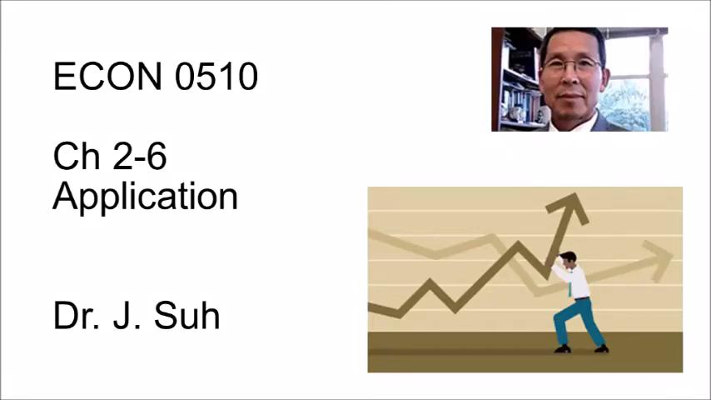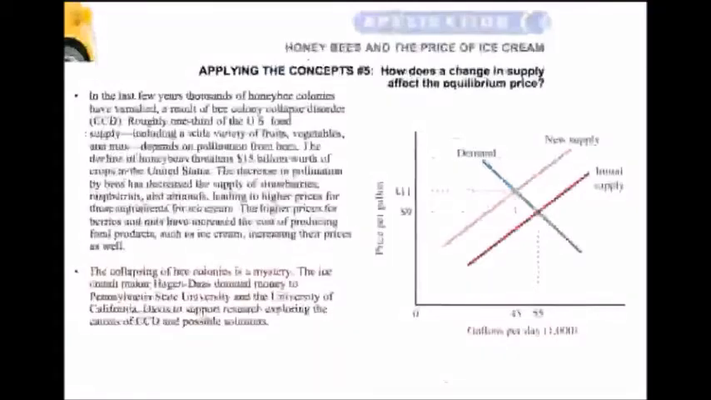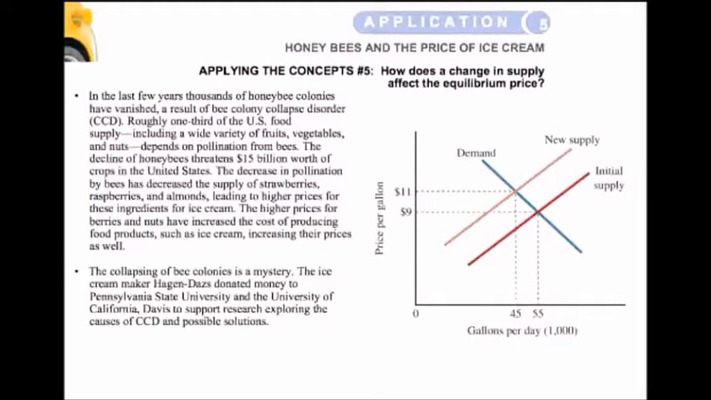Now let's use our idea of markets and market equilibrium to try to analyze how some real-world phenomenon might be affecting the market for ice cream. Thousands of honeybee colonies have vanished. Roughly a third of the U.S. food supply, including a lot of fruits and vegetables, depend on pollination from bees. In fact, the decline in honeybees threatens $15 billion worth of crops in the United States. This decrease in pollination has decreased the supply of strawberries, raspberries, almonds, leading to higher prices for the ingredients for ice cream. How is this going to affect the ice cream market?